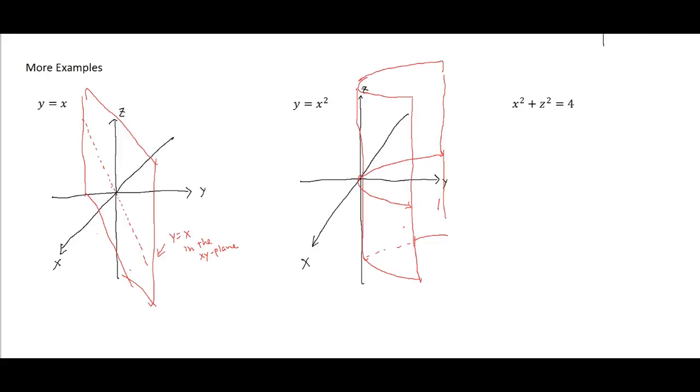So now what about this last example? This is an equation in x and z, but we can still do the same thing. We can try to look at what this thing gives us in the xz plane. And since the y variable is missing from the equation, whatever we get on the xz plane, we are going to extend indefinitely now in the y direction.